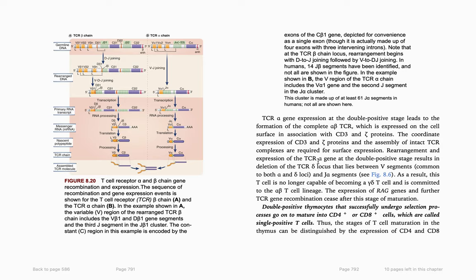Rearrangement and expression of the T cell receptor alpha genes at the double positive stage result in deletion of the T cell receptor delta locus that lies between the V segments, which are common to both alpha and delta loci, and the J alpha segments. As a result, this T cell is no longer capable of becoming a gamma delta T cell and is committed to the alpha beta T cell lineage. The expression of RAG genes and further T cell receptor gene recombination cease after this stage of maturation.